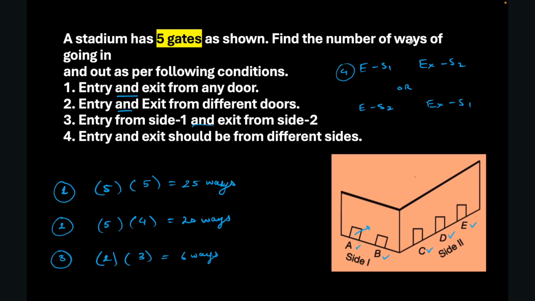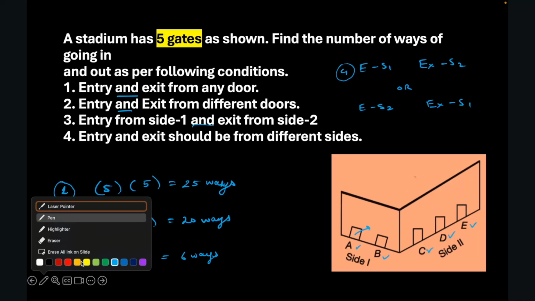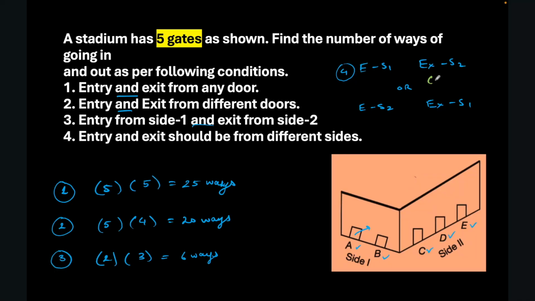It's not saying entry from side 1 and exit from side 2 only. Then I would have just one of the conditions, but I have to consider both of them in this situation. So entry from side 1 and exit from side 2 is the first situation. Let me change the color here so it makes sense. It's essentially 2 times 3, which is 6. Similarly, this will be 3 times 2, which is 6, giving me a grand total of 12 ways.